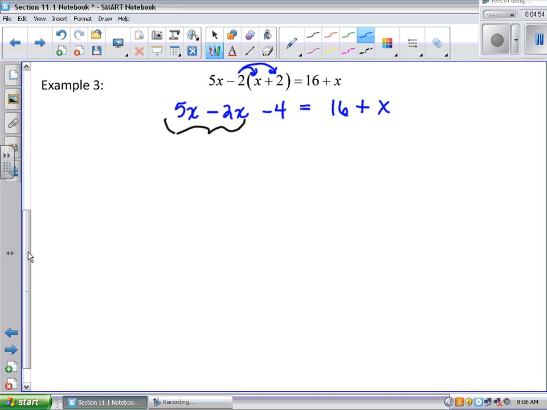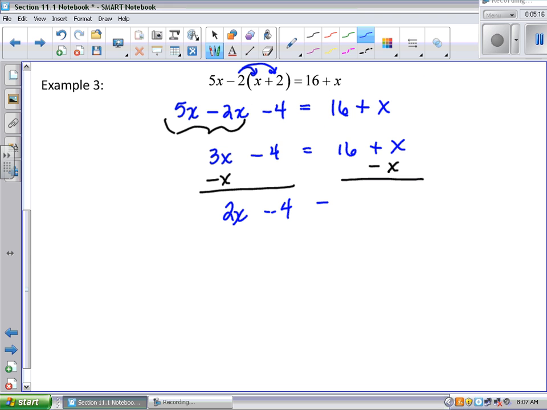5x minus 2x is 3x minus 4 equals 16 plus x. I'm going to subtract x from the right to get rid of the x on that side and move it to the other side. I subtract x on each side. 3x minus x is 2x minus 4 equals 16. Add 4 to both sides, so I get all my numbers on the same side. So x is on one side, numbers on the other side.